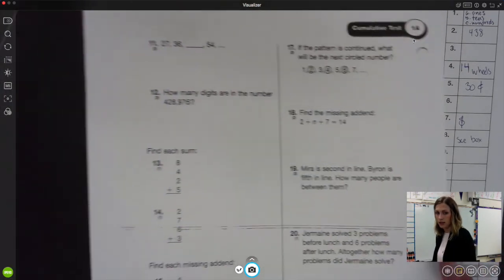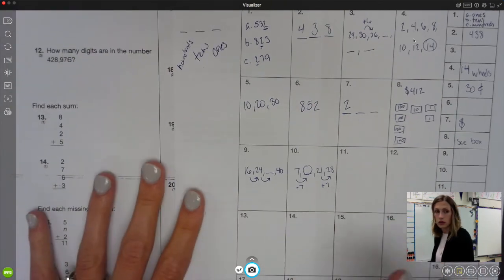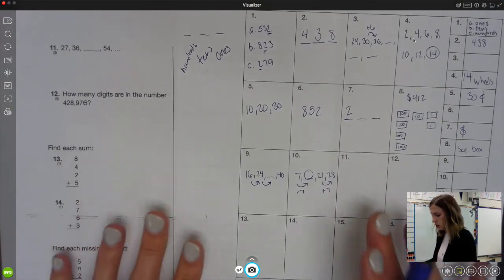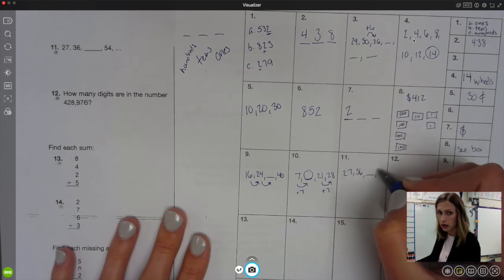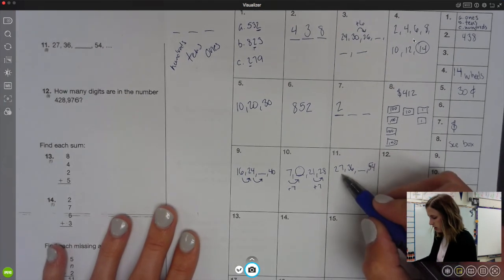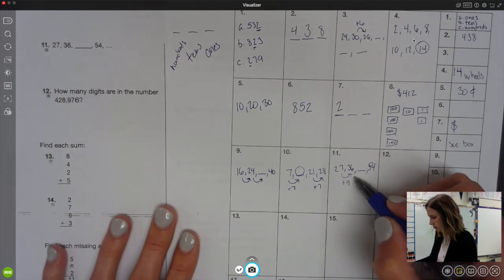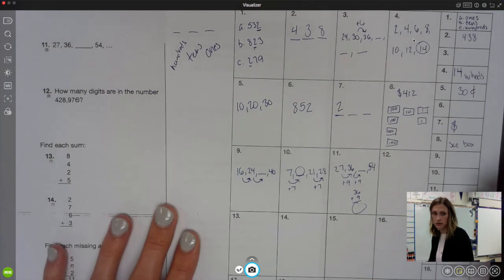I'm now on the back of this sheet. Number 11's at the top. Says 27, 36, blank, 54. And this one, we're counting by 9s. So do 36 plus 9 to get your answer. That's going to go over here at the side.